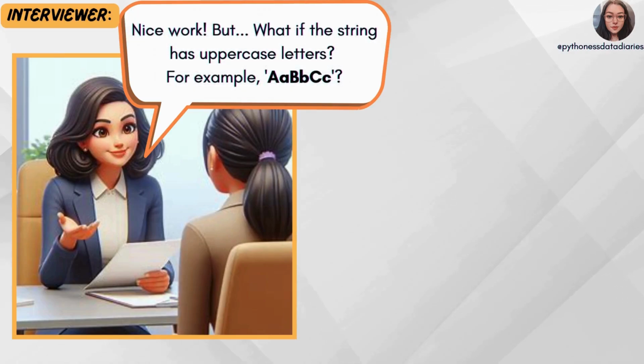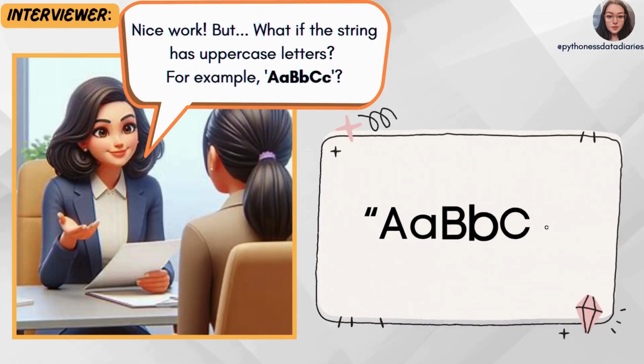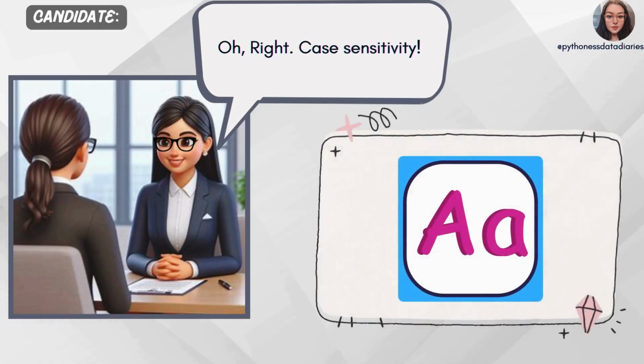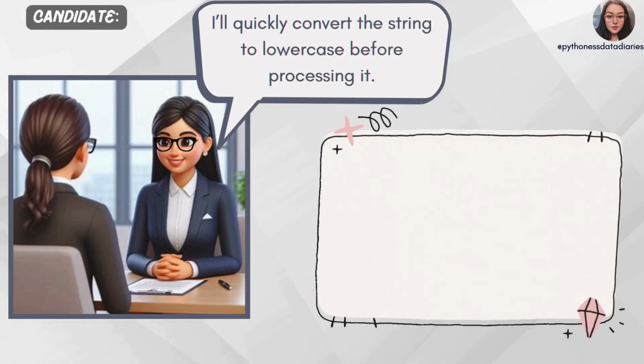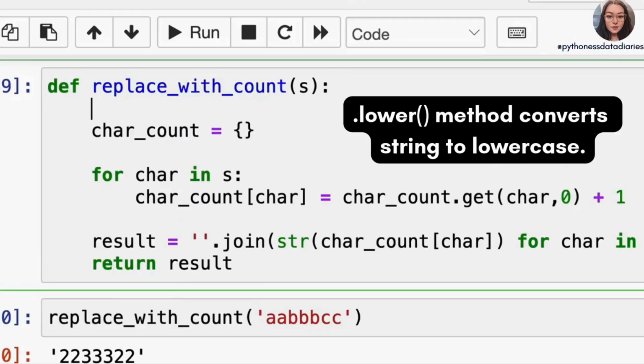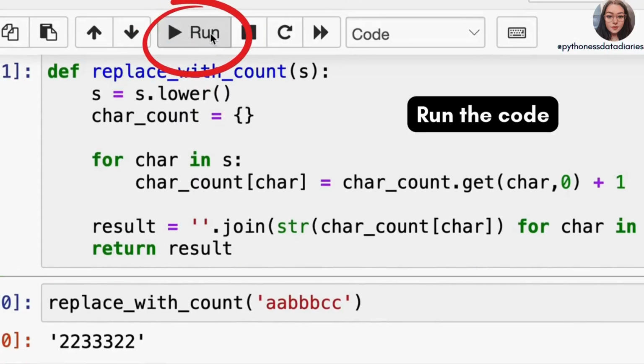Nice work! But what if the string has uppercase letters? For example, capital A, small a, capital B, small b, capital C, small c. Oh, right, case sensitivity. I will quickly convert the string to lowercase before processing it. Here, the .lower method converts the string to lowercase. Run the code.